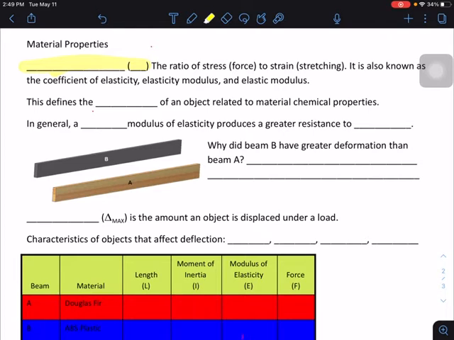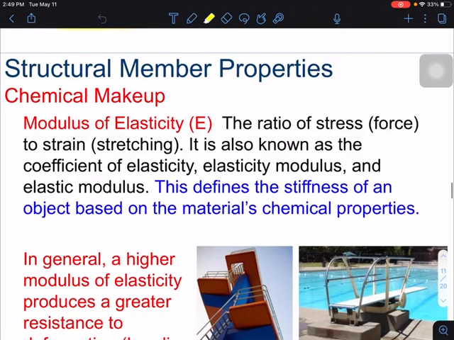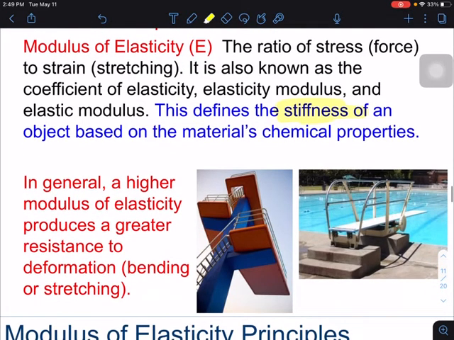This defines the blank of an object related to the material chemical properties. In general, blank modulus of elasticity produces a greater resistance to blank. Okay, so let's take a look at our notes. This defines the stiffness, right there, of an object based on the material's chemical properties. In general, higher modulus of elasticity produces a greater resistance to deformation, also called bending or stretching, okay? Changing the shape of the material.